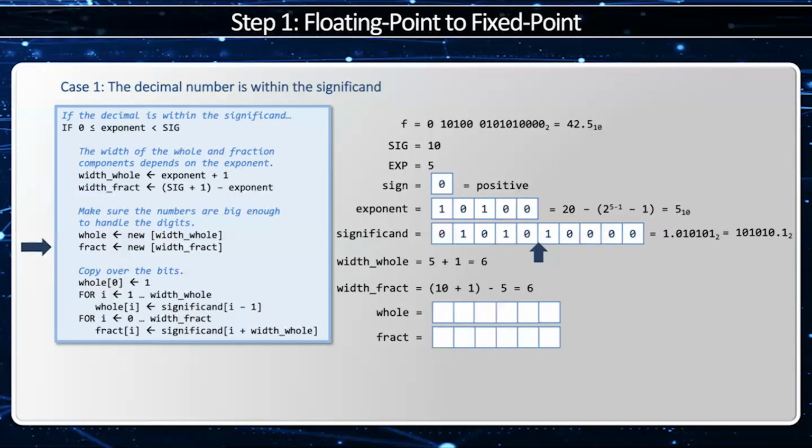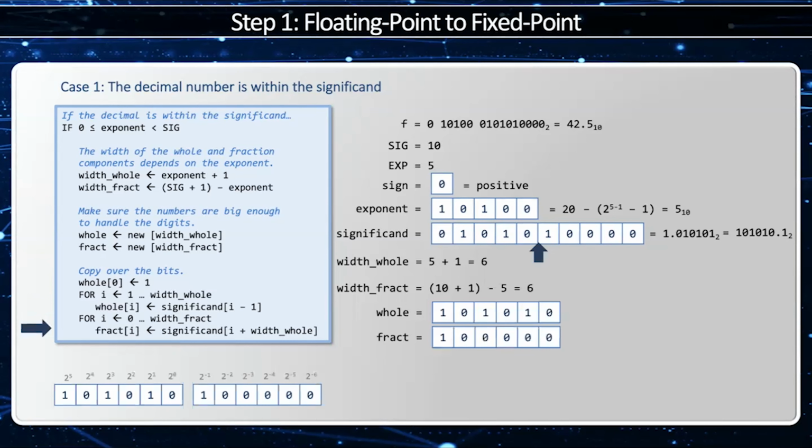All right, so now I'm going to allocate a whole and a fractional component. Right now, they're uninitialized. And then I'm going to say the whole gets, remember, the leading 1, the 1, and then I'm going to copy over the width of the whole number of digits, which should be 1, and then 0, 1, 0, 1, 0, 1. You can see that from the significand, everything to the left of the arrow, and don't forget the leading 1. And then the fraction is going to be everything after that, which is going to be the 1 and then 4 zeros plus 0. So here's the complete number, and then we're going to drop in the powers of 2 so we can make sure we understand where that works.